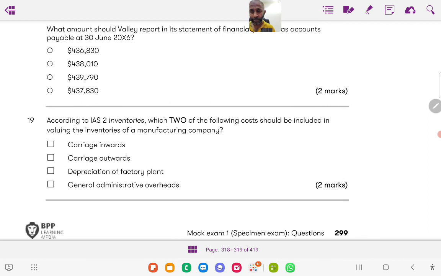So the next question, according to IAS 2 Inventories, which two of the following costs should be included in valuing the inventories of a manufacturing company? Carriage inwards, obviously we have to take it. We will not take the carriage outwards. And depreciation of factory plant, we should take it. General administrative overheads should not be taken. So the answer will be carriage inwards and depreciation of factory plant.